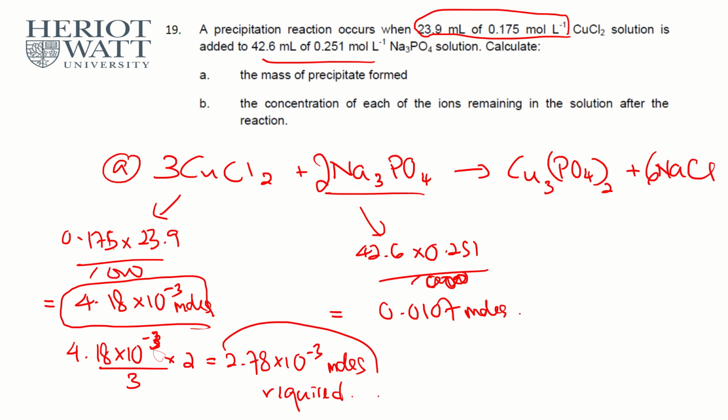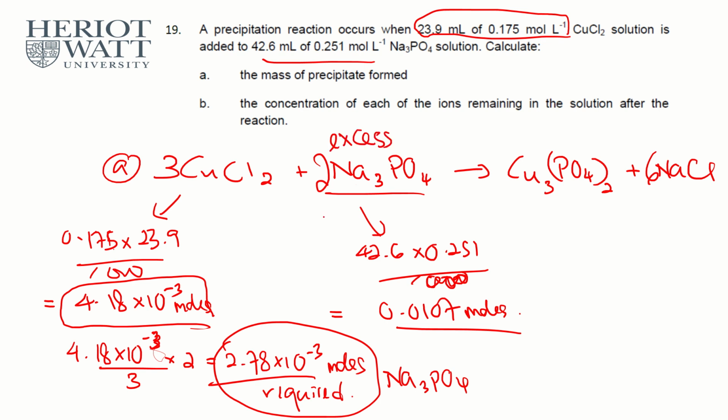Okay, so I require this mole of sodium phosphate. All right, and then we check how many moles of sodium phosphate we have in the solutions. 0.0107, and I need only 2.78 times 10 to the power of negative 3, which means sodium phosphate is in excess. All right, and therefore copper chloride is the limiting reagent. Is that clear? So copper chloride is the limiting reagent, and the mole here is 4.18.